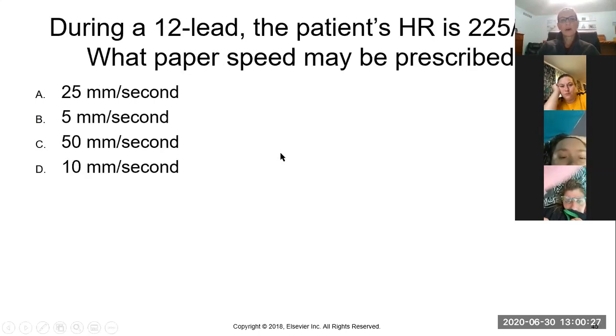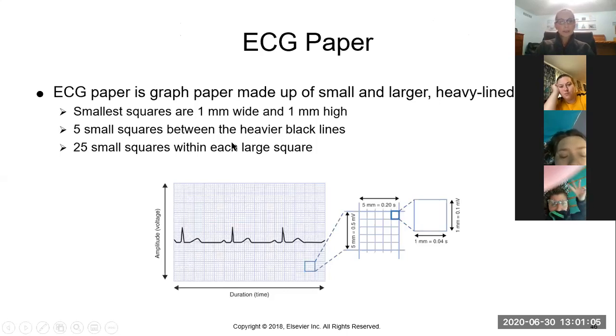All right, during a 12 lead, the patient's heart rate is 225 per minute. Now that's extremely high, right? What paper speed may be prescribed? All right, first of all, 25 is normal. So this patient is like skyrocketed. So it's probably not going to be 10 or 5. So by deduction, it would probably be 50. Okay, but that would be prescribed. That's not anything we would make a decision for.